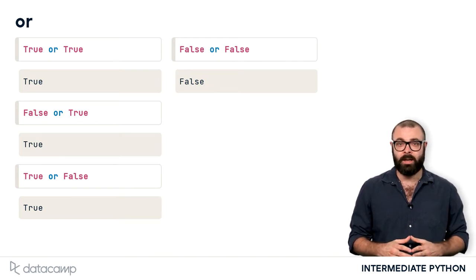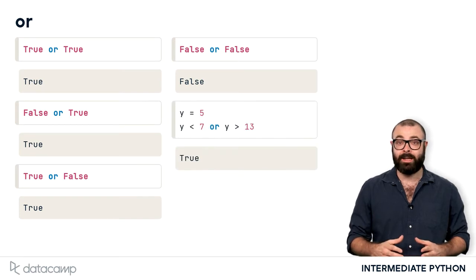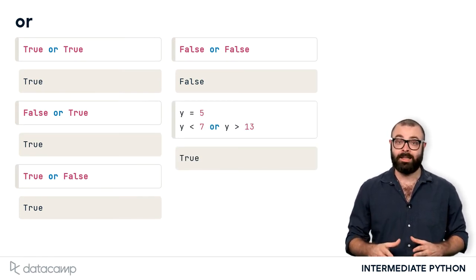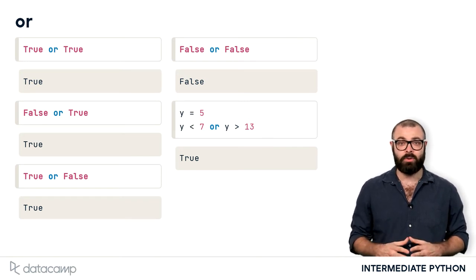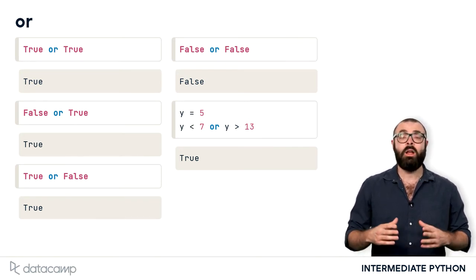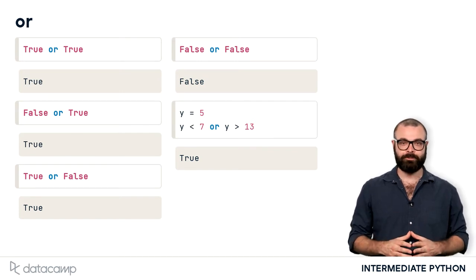Also here you can make combinations with variables, like this example that checks if a variable y, which is equal to 5, is less than 7 or above 13. 5 less than 7 is true. 5 greater than 13 is false. The OR operation thus returns true.